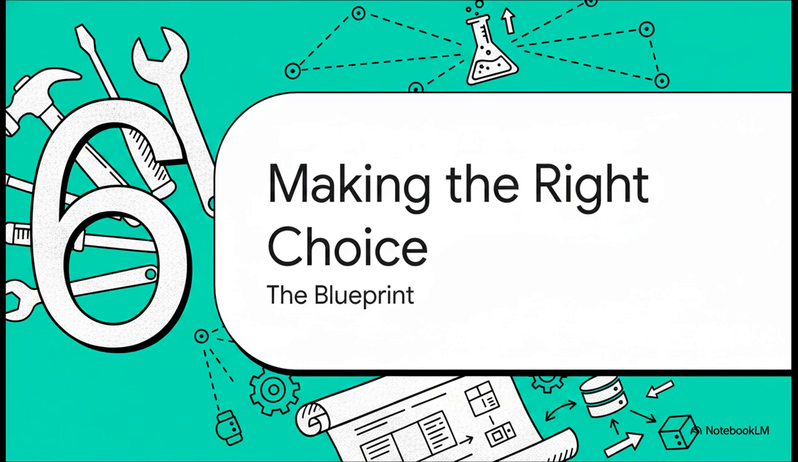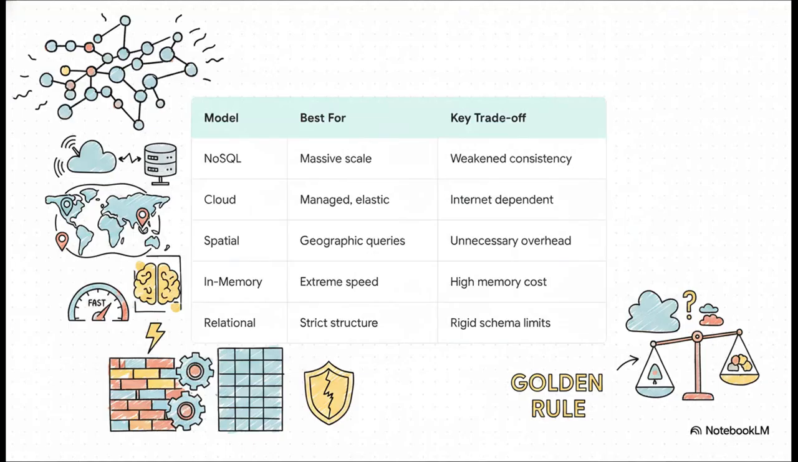Finally, Section 6. Making the right choice, the blueprint. So when we pull all of this together, a really clear golden rule emerges. NoSQL is your go-to for massive flexible scale. Cloud is perfect for elastic managed infrastructure. Spatial handles those complex geographic queries. In-memory is all about that extreme, raw speed. And relational is still the king for strict, predictable structure.